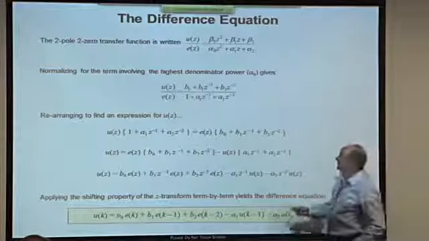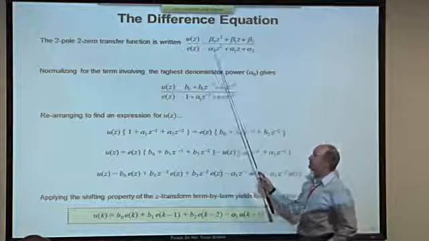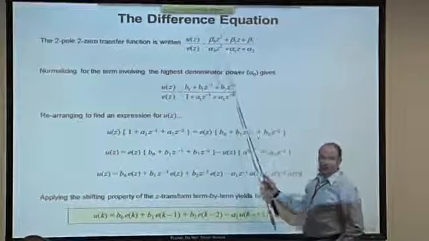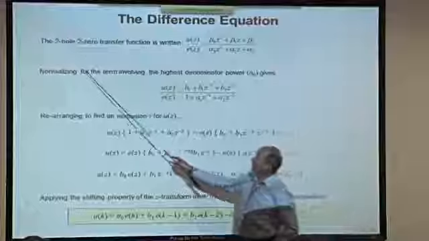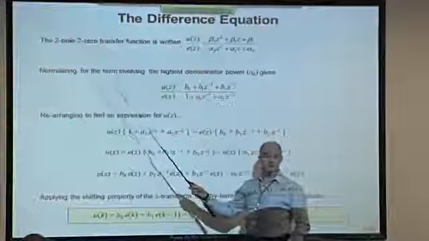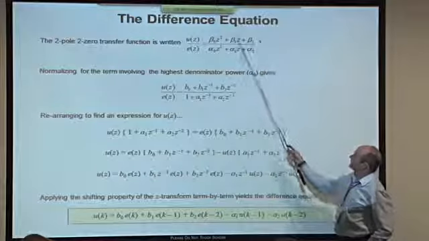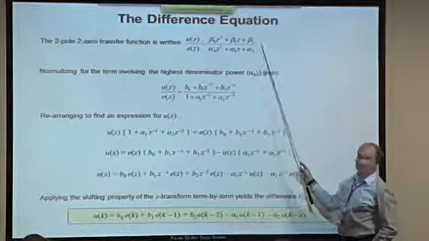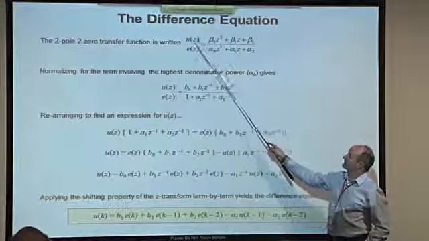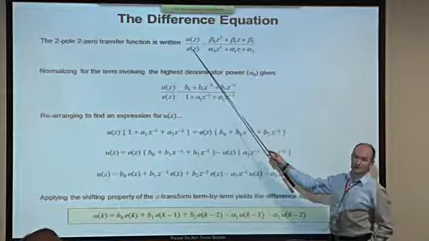Now here's an example of a difference equation of a second-order system. We call this, in the terminology, a two-pole, two-zero transfer function, because obviously it has two poles and two zeros. And control engineers might write it like this. This is a transfer function, perhaps of a controller, whose output is U and whose input is E.